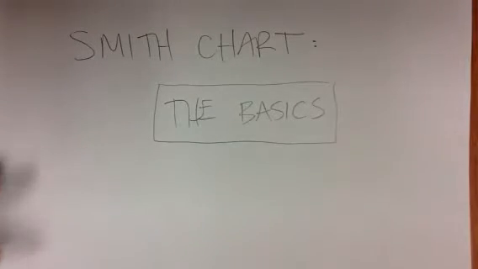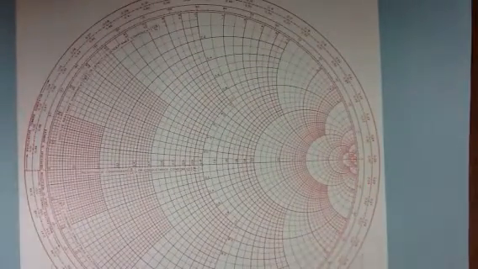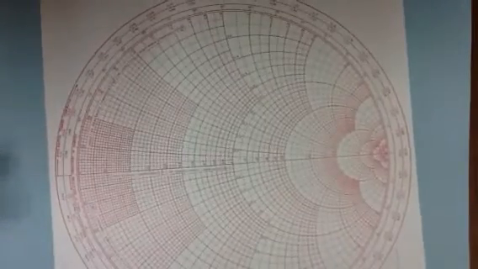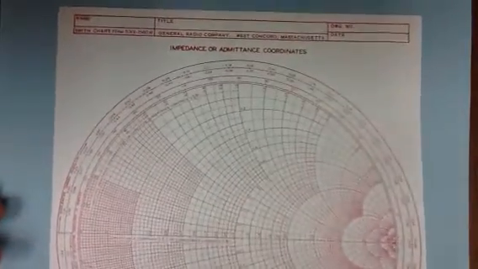We're going to talk about the basics of the Smith chart. So first of all, Smith chart is this. It looks scary and intimidating, but really it's a way of graphically determining transmission line parameters much more easily than you would do it mathematically. So the Smith chart is your friend.